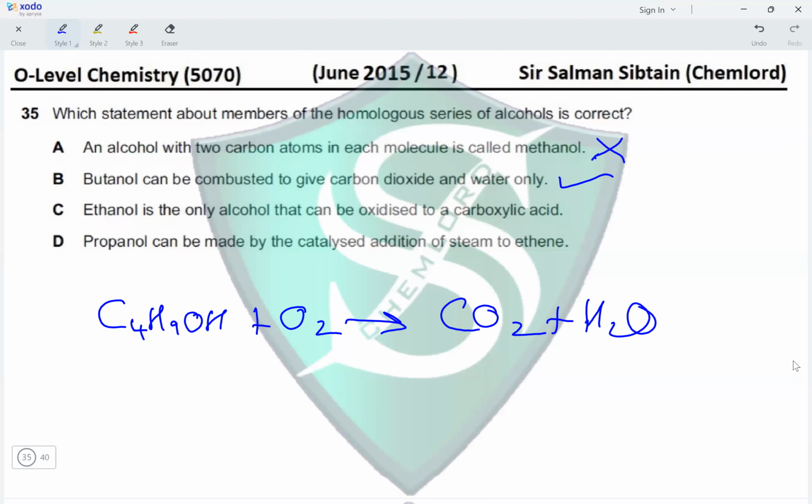Ethanol is the only alcohol that can be oxidized to a carboxylic acid. No, all alcohols are oxidized to carboxylic acid. Ethanol would form ethanoic acid, methanol would form methanoic acid, propanol would form propanoic acid, so on and so forth. So this statement is also incorrect. Next, propanol can be made by the catalyzed addition of steam to ethene. No, the catalyzed addition of steam to ethene would form ethanol, and in order to form propanol, it would be the catalyzed addition of steam to propene. So this statement is also incorrect. Therefore, the correct option for this question is option B.